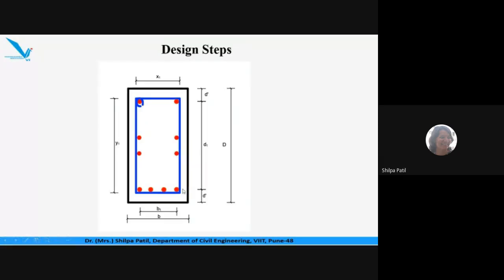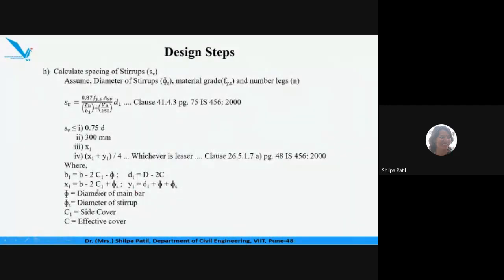Now I want the distance between the stirrups, so I have to consider the diameter of the stirrups also. That's why phi s is added, and this is the center to center distance. So phi s by 2 from one side and phi s by 2 from the other side gives me a total of phi s. So this is given as b minus 2c1 plus phi s.